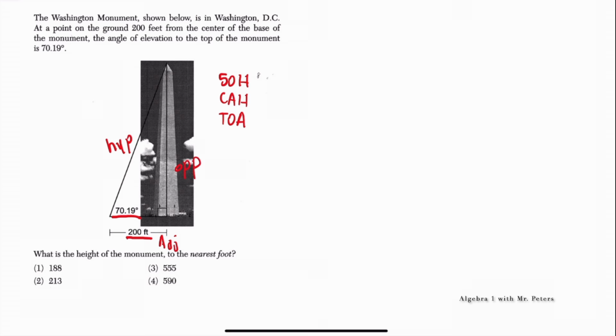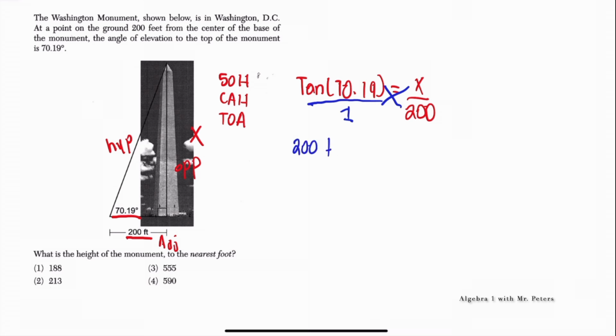So to figure out the height, which is x, we're going to use the opposite over the adjacent, which is a tangent function. So we have tan 70.19 is equal to x over 200. And then from here, we could get rid of our fraction by multiplying by the denominator. Another way you could think about this is cross multiplying. That's another method. But once we go to the next step, we're going to have 200 times tan 70.19 is equal to x.